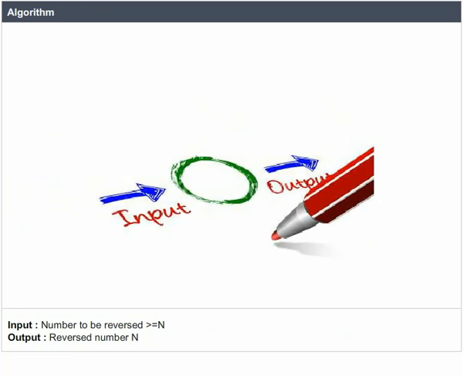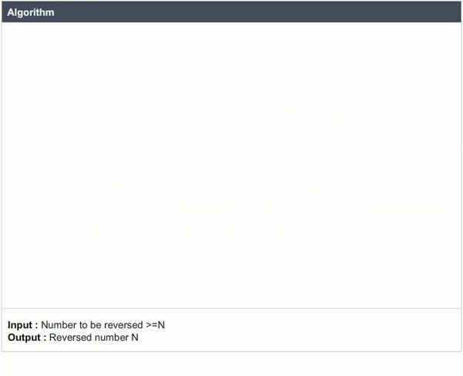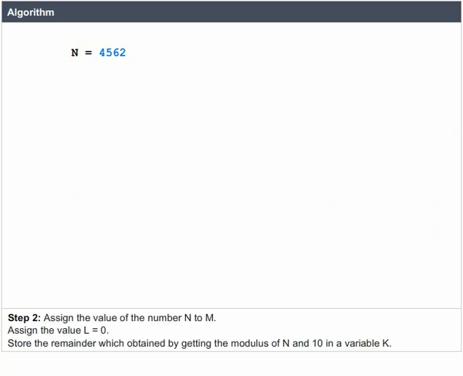Input. Number to be reversed, greater than or equal to n. Output. Reversed number n. Step 1. Input the number to be reversed, n. Step 2. Assign the value of the number n to m. Assign the value L equals 0. Store the remainder obtained by getting the modulus of n and 10 in a variable k.